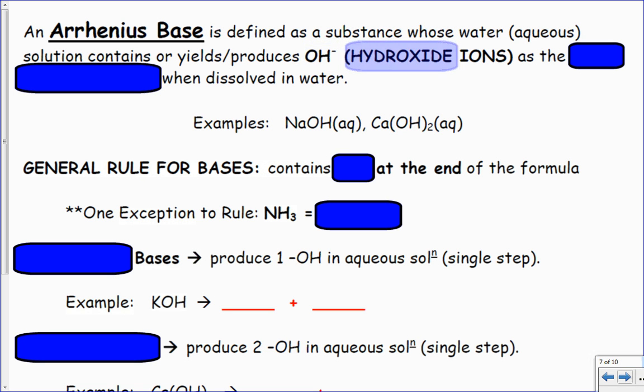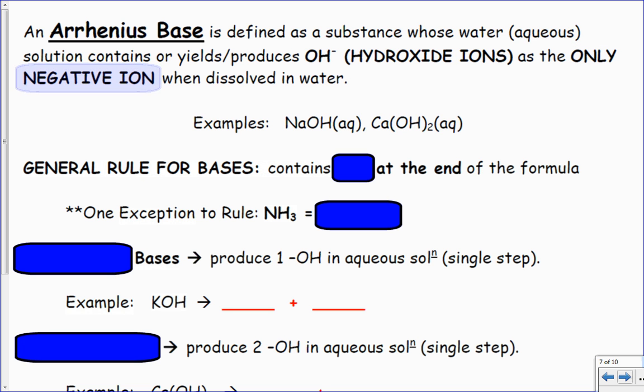Arrhenius base. It's going to produce an OH minus in solution, or these hydroxides, as the only negative ion when it dissolves into water. An example, ammonium hydroxide and calcium hydroxide. The general rule for bases contains 1 OH at the end. There's one exception, which is on our list, which is ammonia.